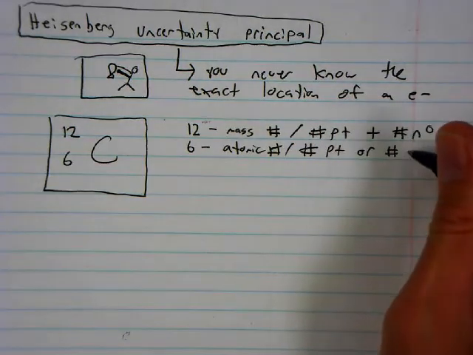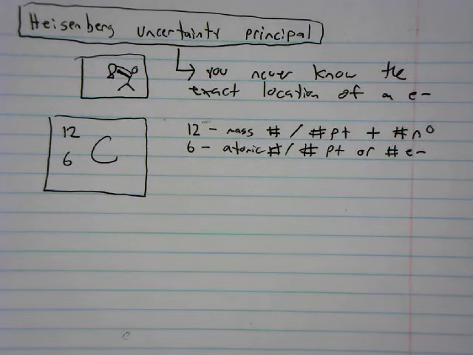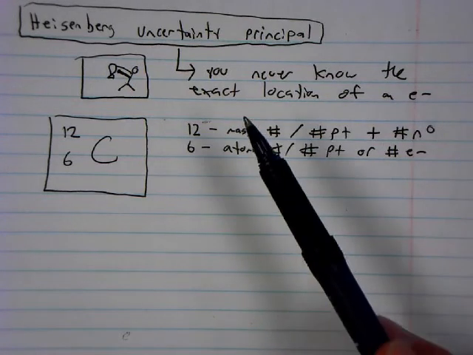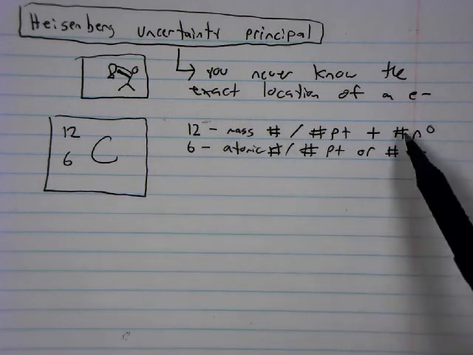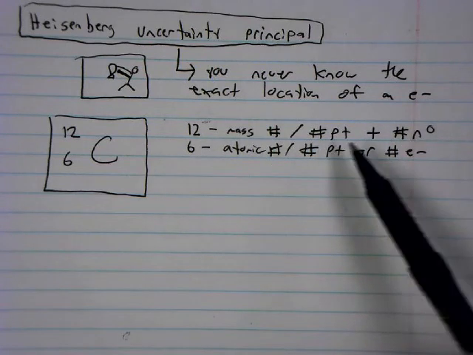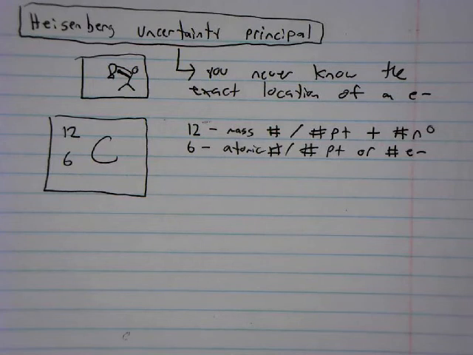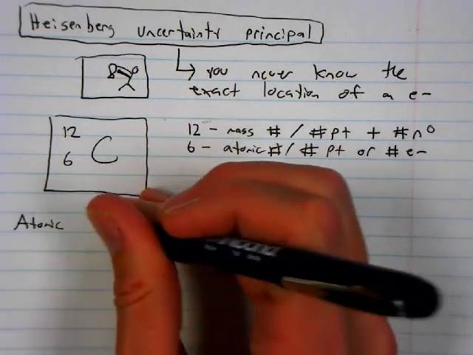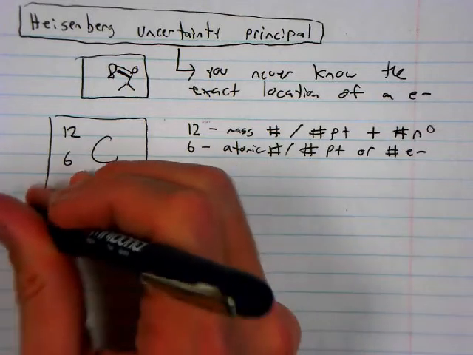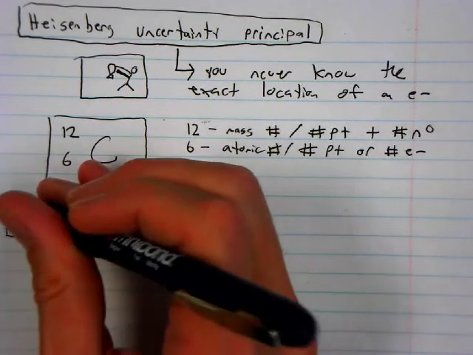6 is the atomic number, which is the identity of the element, which is the number of protons or the number of electrons in its neutral state. So 6, the upper right-hand corner of carbon on the periodic table, is the number of protons or electrons. To figure out the number of neutrons, I take the mass number minus the atomic number, because I have protons plus neutrons. Subtract the number of protons, and that leaves me the number of neutrons.